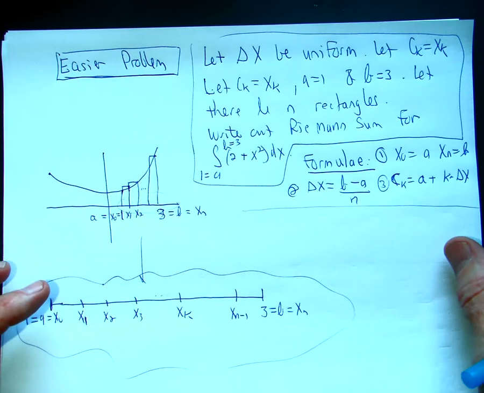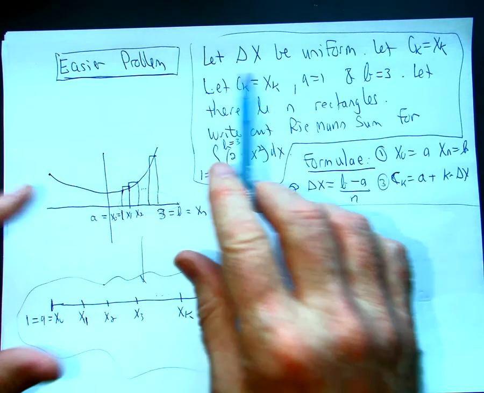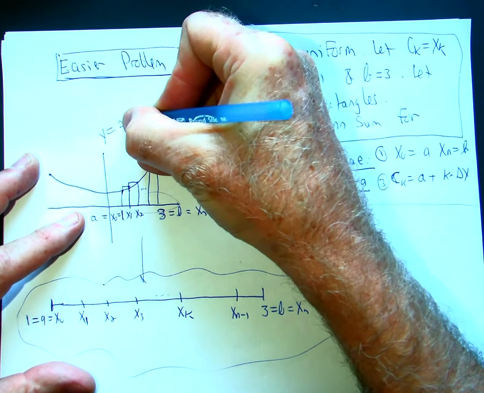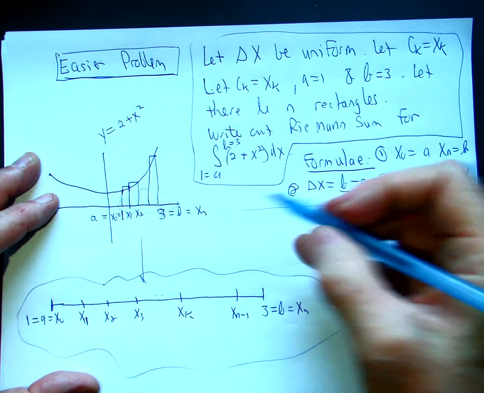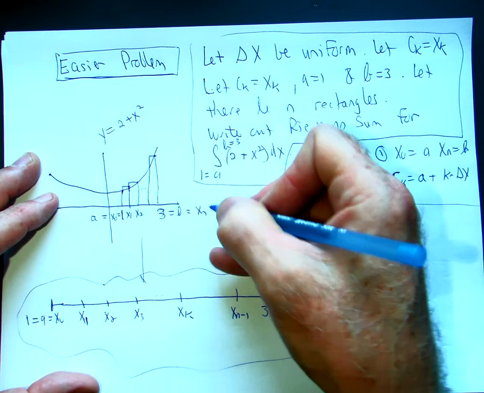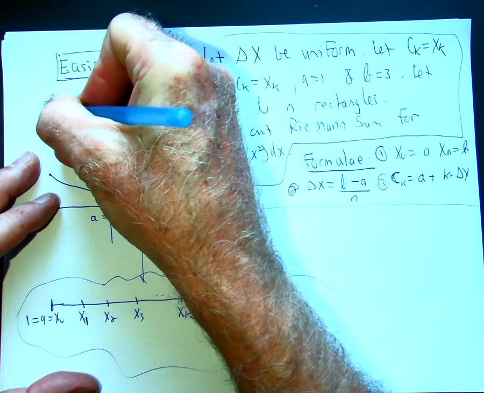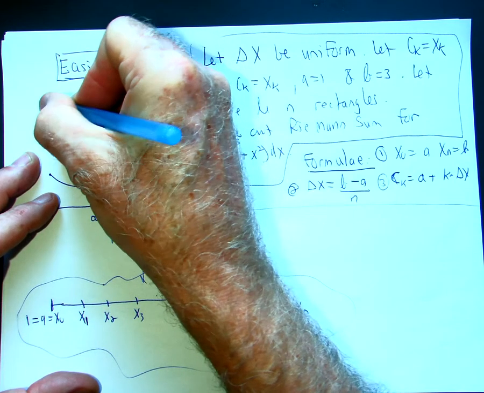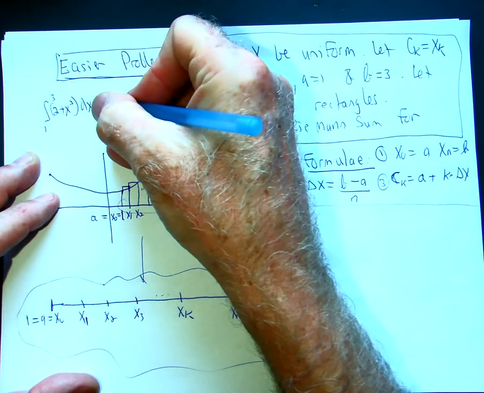I'm going to go back to a problem very similar to what we did in class today. And it's an easier version of the problem. So it's going to be the same function, y equals 2 plus x squared. And we're going to go from 1 to 3. So in other words, I'm looking at something related to this integral. That's kind of what I'm looking for. But I want to write that as a sum.